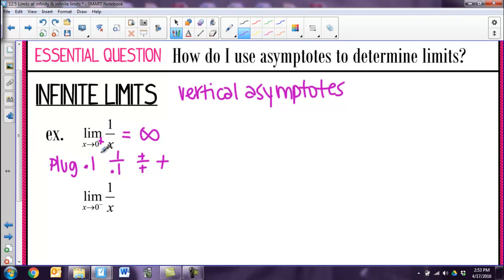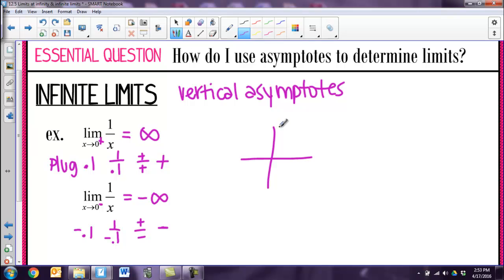So I'm looking at a number that's around the number that they gave me, the number that I'm trying to approach, and I'm going to think, am I coming from the right or the left? So similarly, if I'm coming in from the left side with the negative, I'm going to try a number that's to the left of that guy, so negative 0.1. Okay, and if I plug that in, I get 1 over negative 0.1, which gets me a positive number over a negative number, so overall that fraction would be negative, which means that my graph is approaching negative infinity.